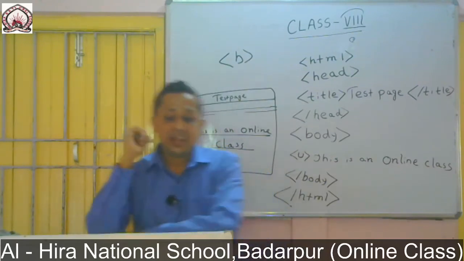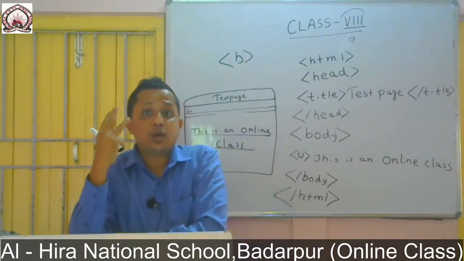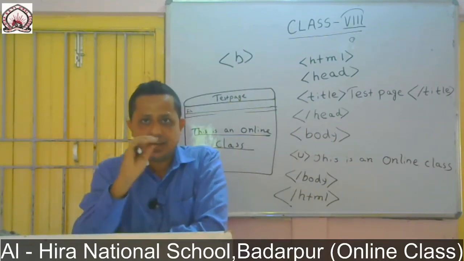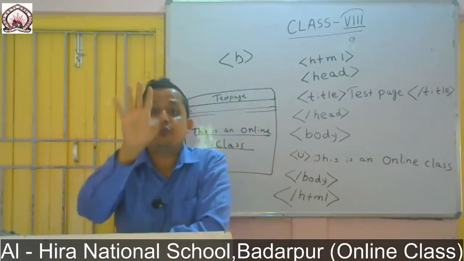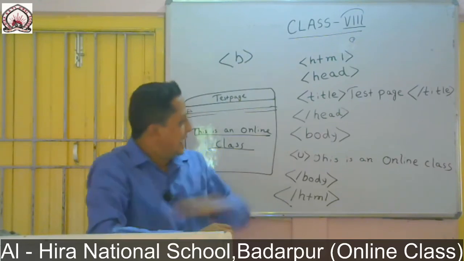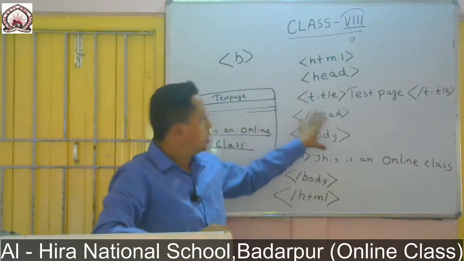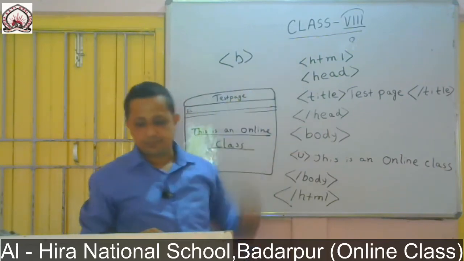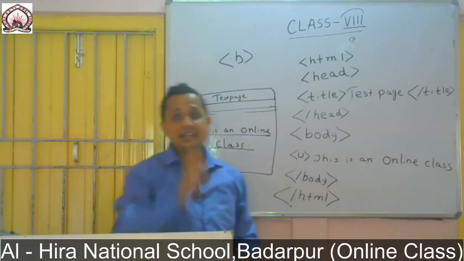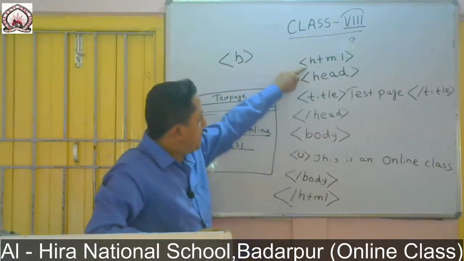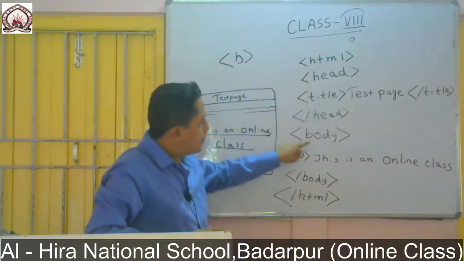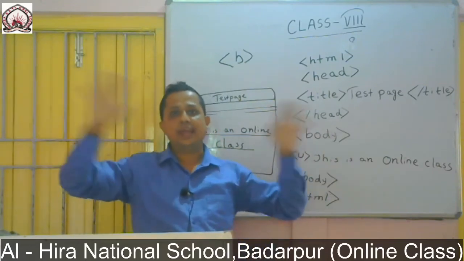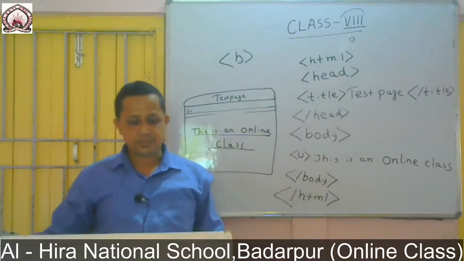Now every web page requires 4 critical elements. Means if you see any website, any web page, there must be the 4 critical elements, and all these critical elements I have shown you in the code. These elements are: HTML, head, title and body. See, HTML, head, title and body. These are the 4 critical elements of a HTML web page.